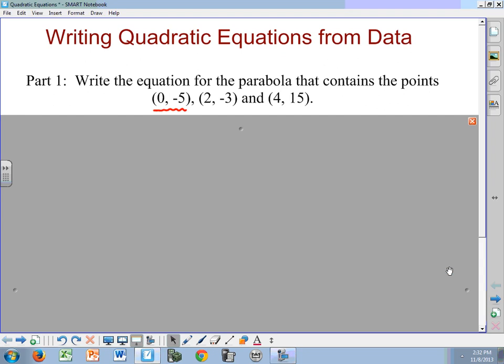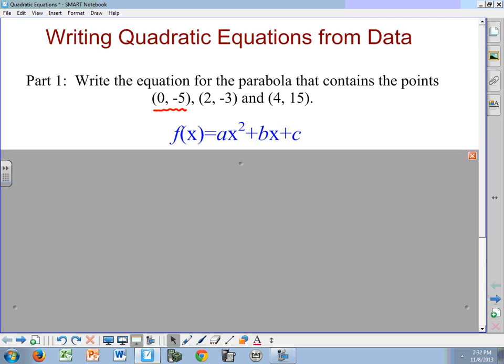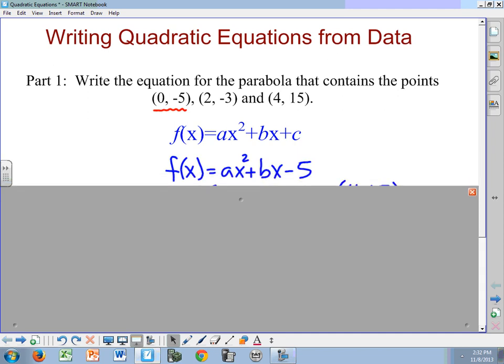Okay, here are your directions for writing quadratic equations from data. The first situation, part 1: write the equation for this parabola, and note that the first point is a y-intercept. So when you have f(x) = ax² + bx + c, the c term is your y-intercept. So we can rewrite this function as ax² + bx − 5.